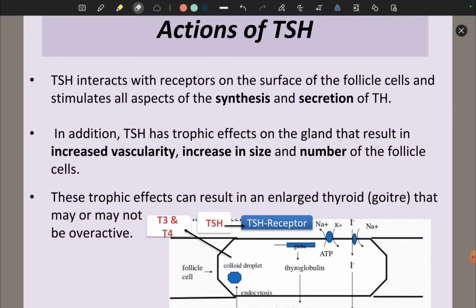So when TSH increases, it stimulates the thyroid gland and it will increase the cell number and size, and also increase the vascularity of the gland, increase the Na-K ATPase pump and more thyroid hormone production. Although it is, the thyroid gland is enlarged.